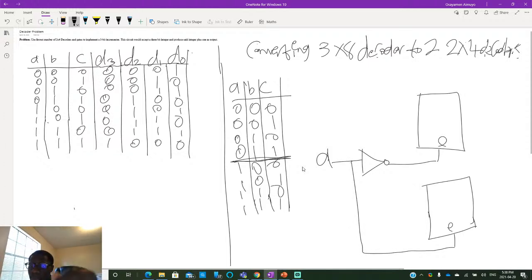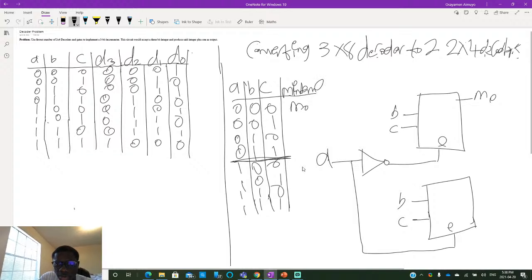If A is 0, the NOT gate converts that to a 1, and then the first decoder is activated, whilst the second would be deactivated because its enable would be 0. So in this case, you would have BC, and then BC as well. I'm going to put an extra column for our truth table: minterm 0, minterm 1, minterm 2, 3, 4, 5, and 7.